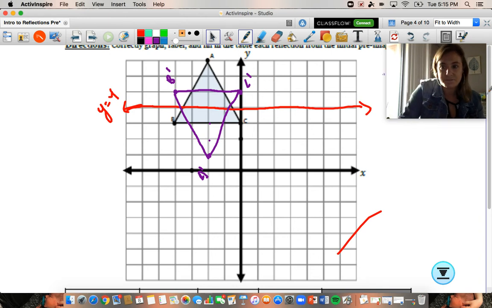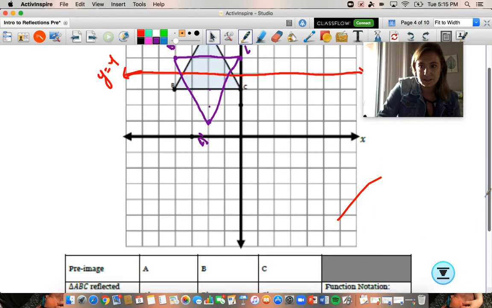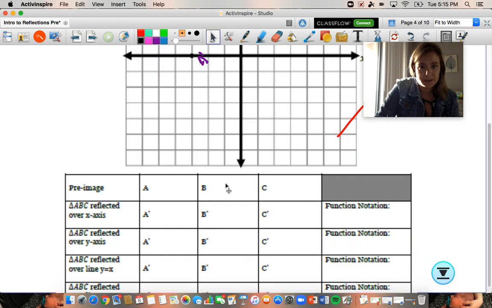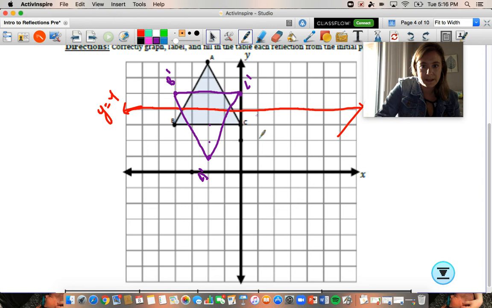And finally, what was that last one? Oh, I just moved myself. I forgot what the last one was. X equals -3. X equals -3. So let's go ahead and find 1, 2, 3.